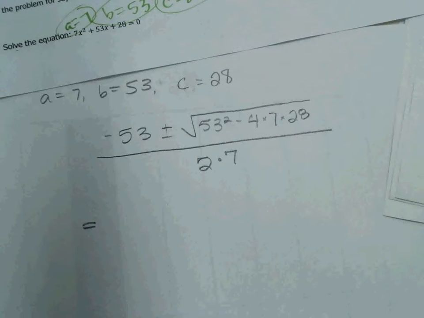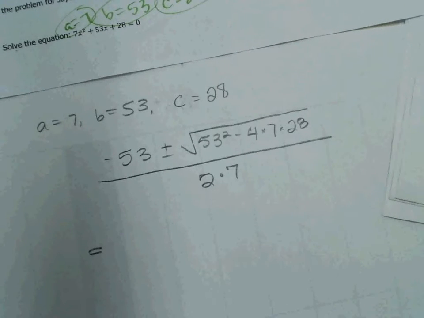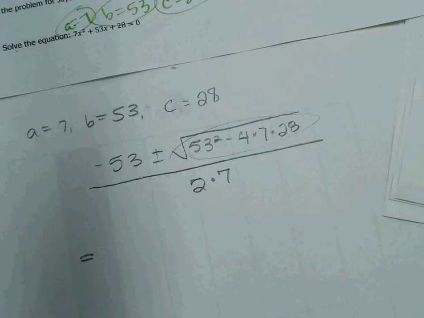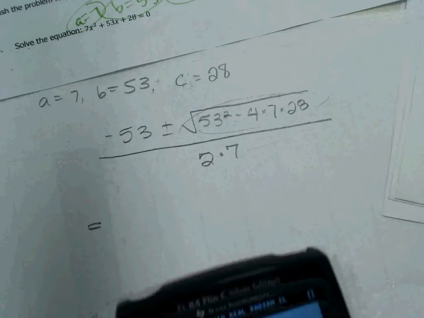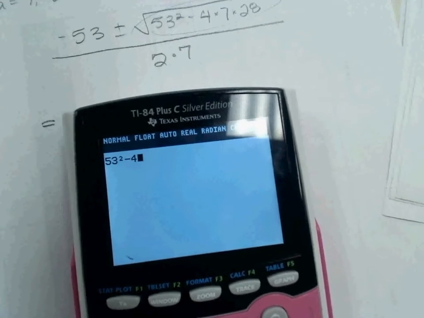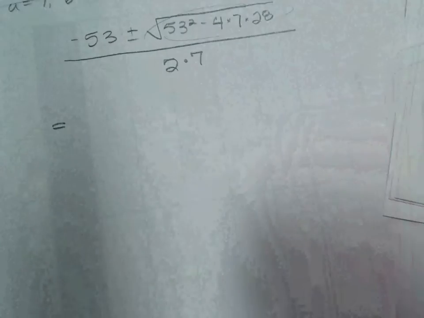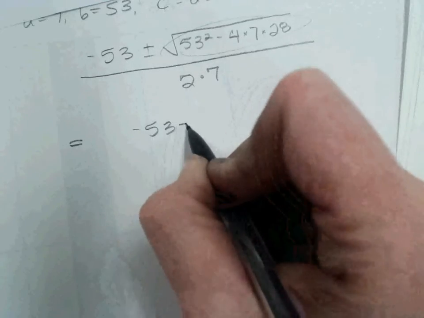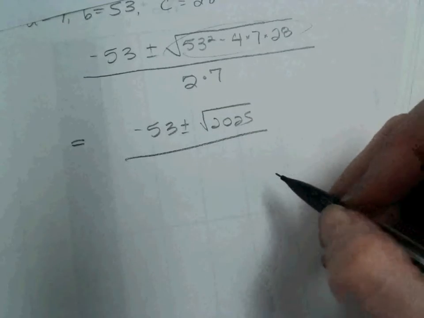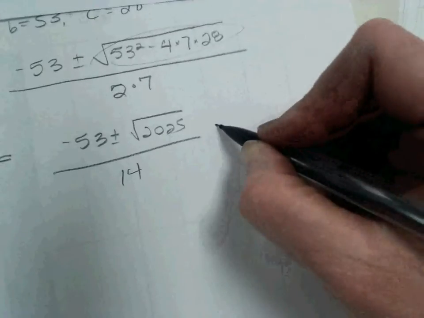So then we enter into our calculator. Actually, let's just enter the radical, or the radicand, into our calculator. Because if it happens to be a negative value, we know we're going to have to simplify out an i, right? So let's just do 53 squared minus 4 times 7 times 28, 2,025. So I could rewrite this as negative 53 plus or minus the square root of 2,025 over, what's 2 times 7? 14. Good.